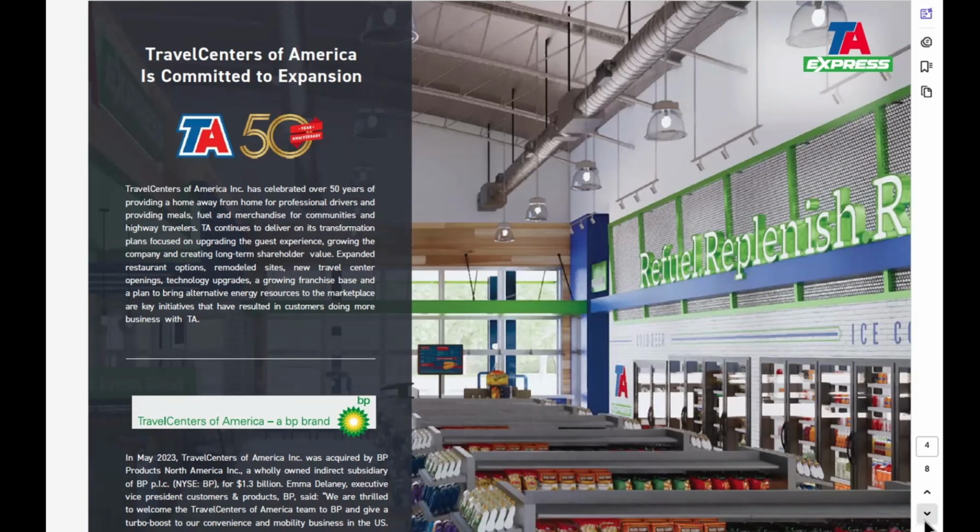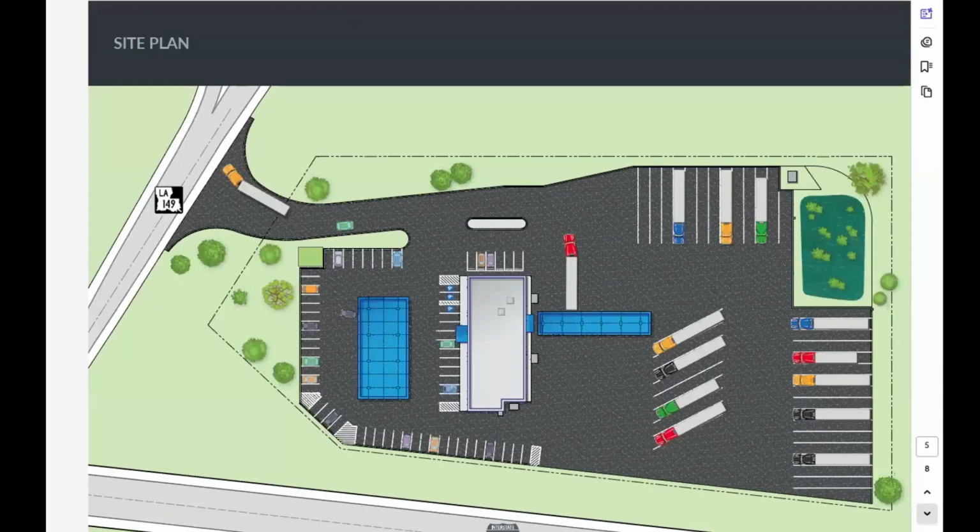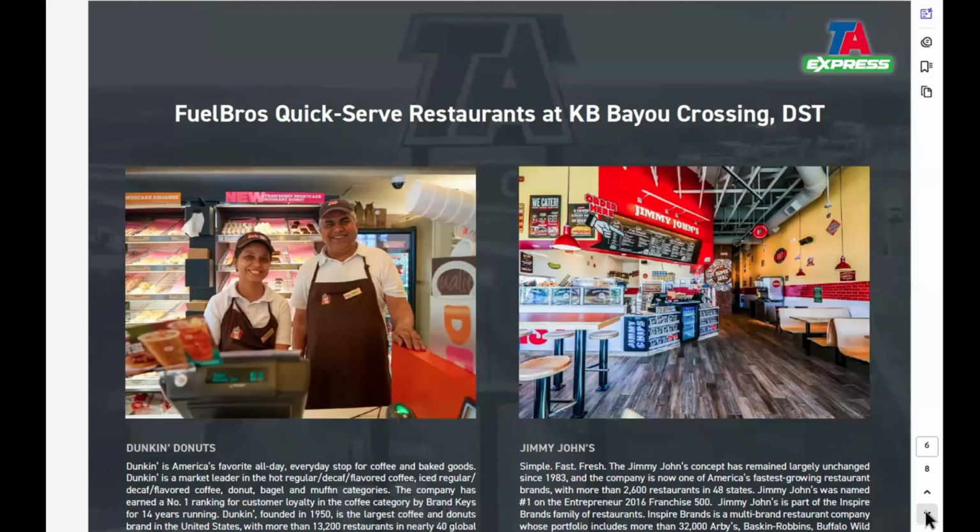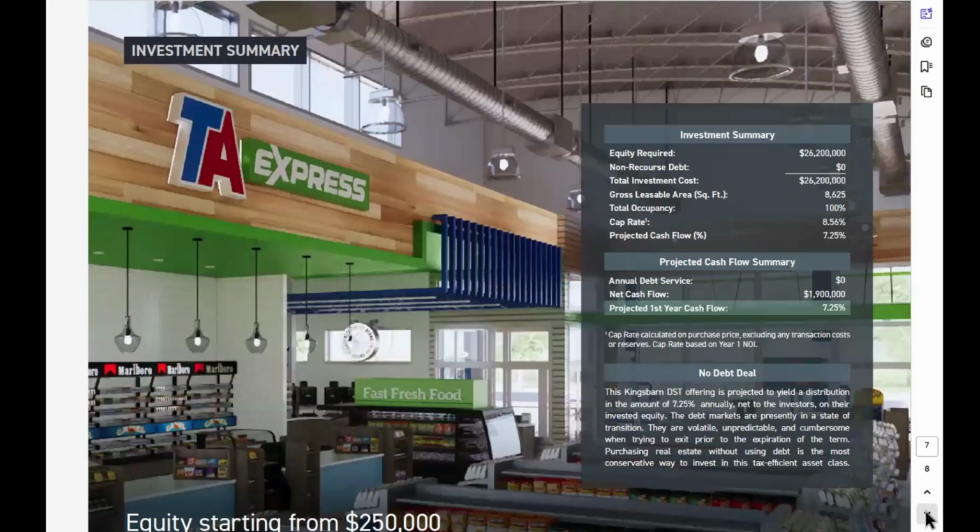Let's see the next page. There is an aerial rendering of what they're building. And again, Fuel Brothers quick serve restaurants are like Dunkin' Donuts and Jimmy John's. That's what they put in these places. So I'm going to have a link to this PDF so you can look at this on your own. Like I said, all the links are going to be included below. So this is TA Express.